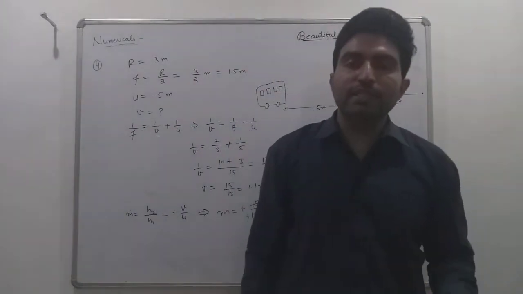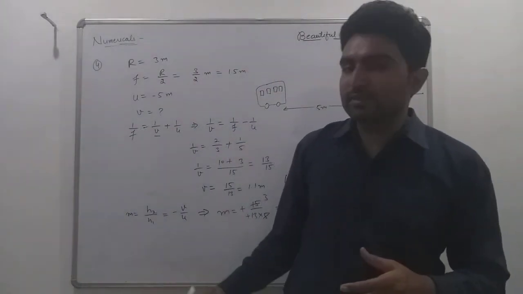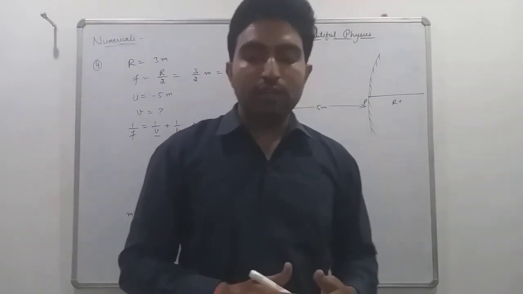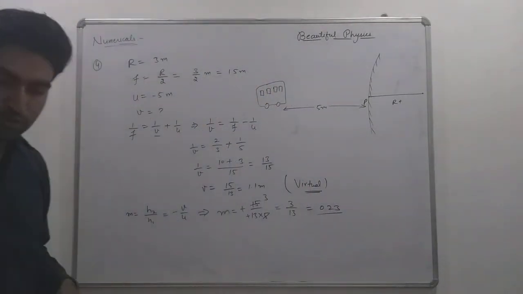When the result is less than 1, then the image formed is smaller than the object, and when the magnification is greater than 1, then the image formed is larger than the object. Let's take one more example.